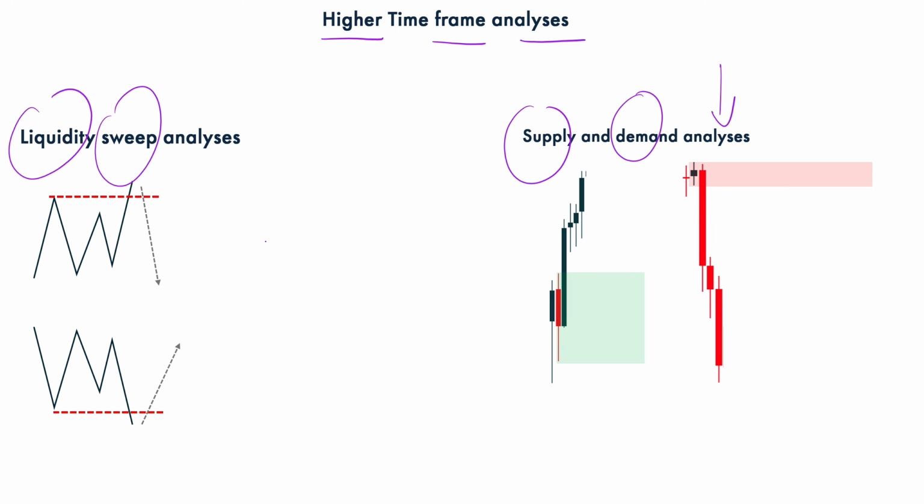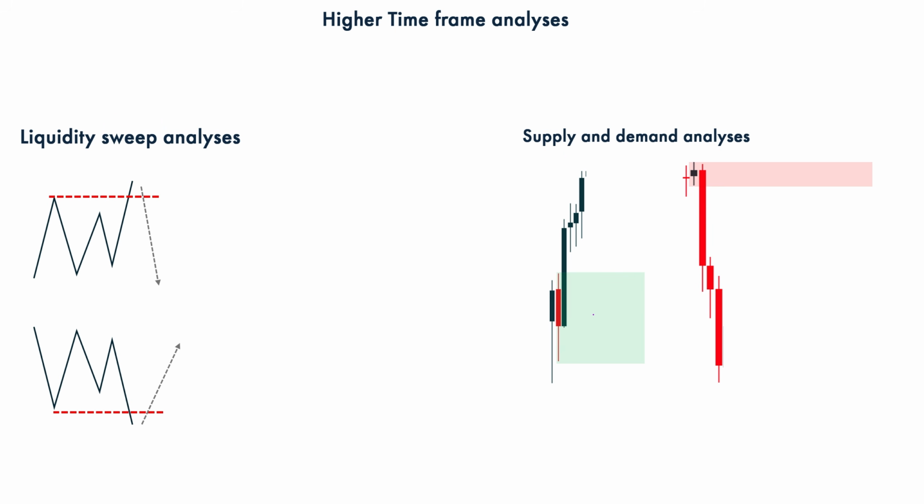On the higher time frame, you have to spot this kind of behavior in the market. Or you can spot this kind of behavior in the market. This will be your supply zone. This will be your supply zone. This will be your demand zone. But from here, in the lower time frame, when price reaches this area, this is where you should look for a setup.